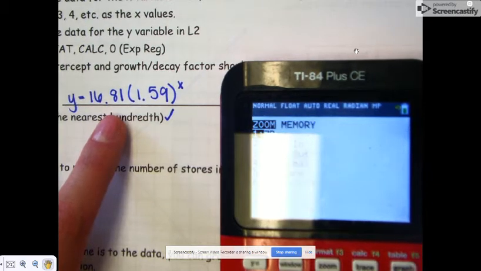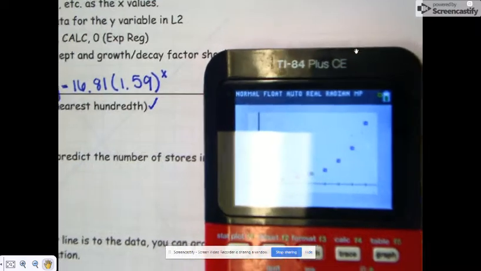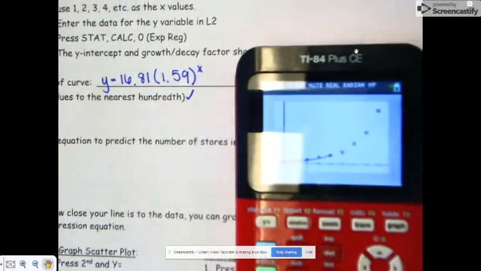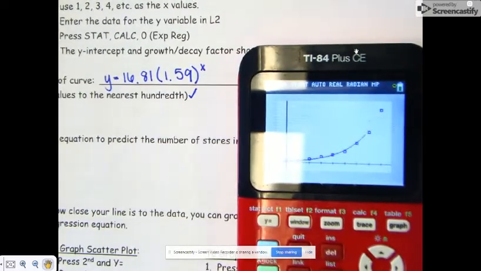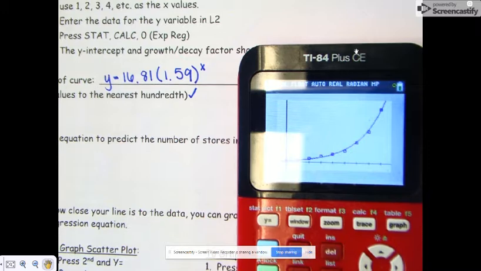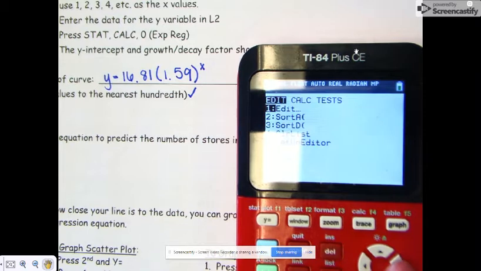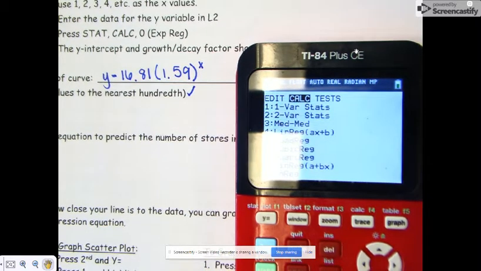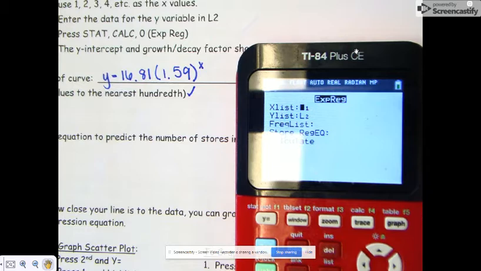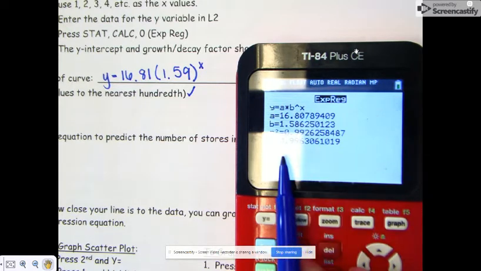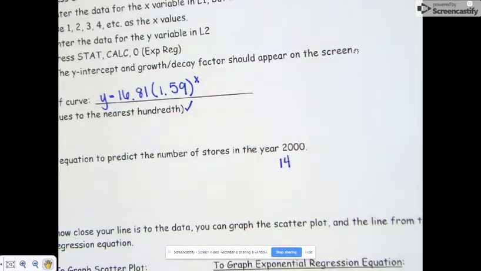And if you press Zoom 9 again, it should take you to the graph. And if you look, that line of best fit is almost perfect to the data. If you want to look at the correlation coefficient, just like in the linear model, you're going to look at that R value, and it says 0.99, so that's a pretty good fit.